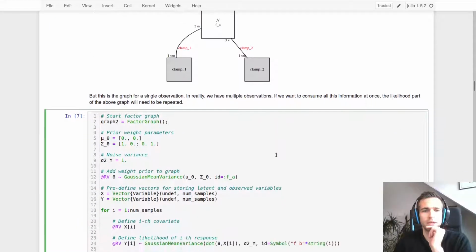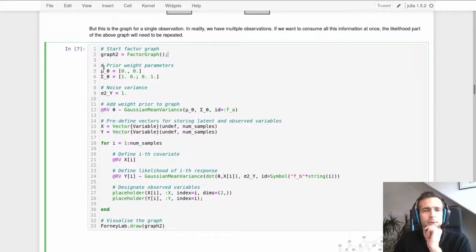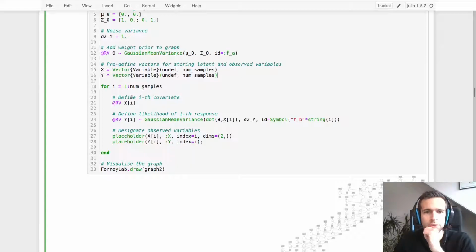This takes a bit more syntax to define that graph. Parts of the graph specification are still exactly the same, but we now have a vector of variables x of length 100, and we have a vector of variables for y of length 100. We now iterate over all of these samples to define the ith entry of x to be just a random variable, and the ith entry of y to be Gaussian distributed, parameterized by mean and variance, which then takes the dot product of theta and the ith component of x.